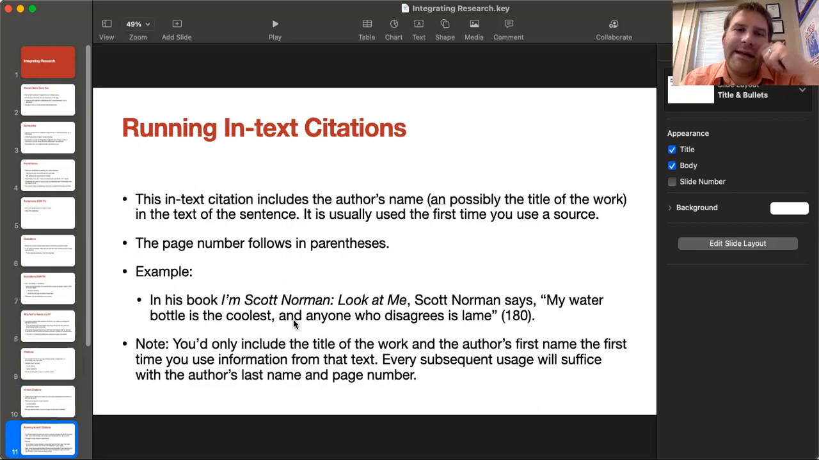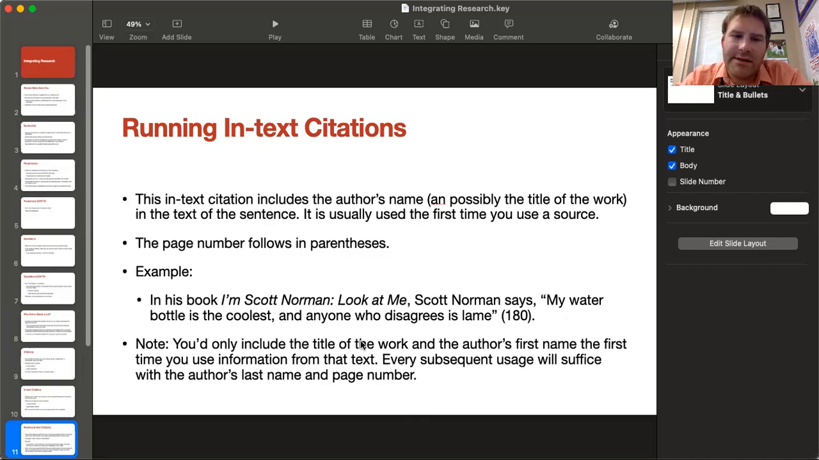So running in-text citations include the author's name and possibly the title of the work in the text of the sentence. It is usually the first time that you use the source. The page number follows in parentheses. So here's an example. In his book, I'm Scott Norman, Look at Me, Scott Norman says, "My water bottle is the coolest. Anyone who disagrees is blamed." Page 180. He says that on page 180.